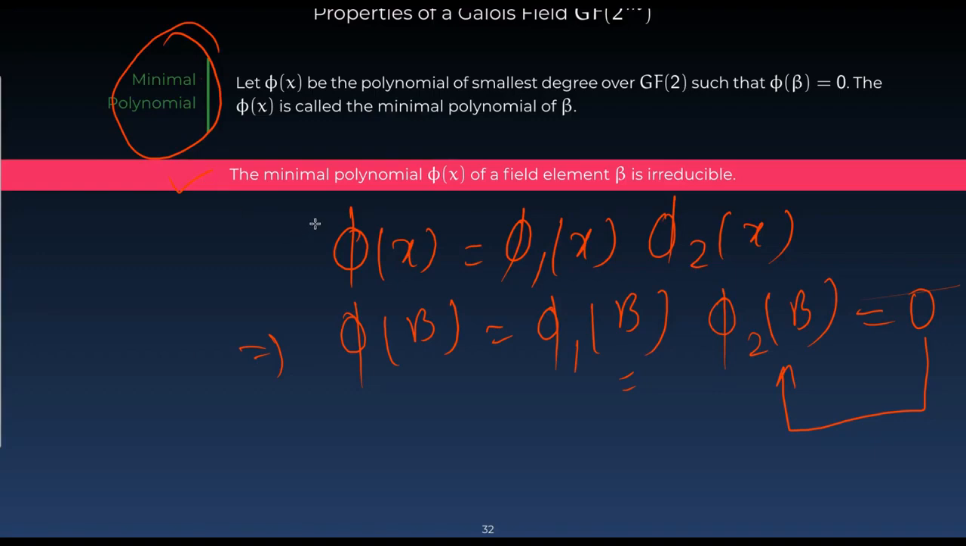Then phi(x) cannot be the minimal polynomial, because the minimal polynomial has to be the smallest degree polynomial over GF2, right? So that is going to be a contradiction here. It means that our assumption that phi(x) is reducible is wrong. It means phi(x) is not reducible, or phi(x) is irreducible. So the minimal polynomial of a field element beta is going to be irreducible. Okay.